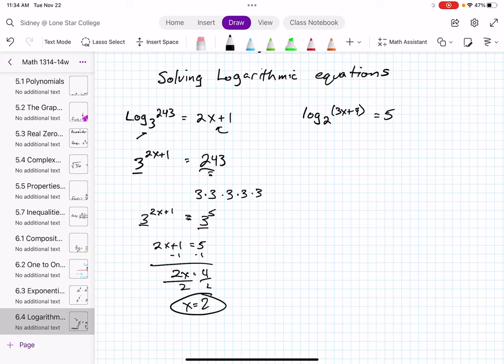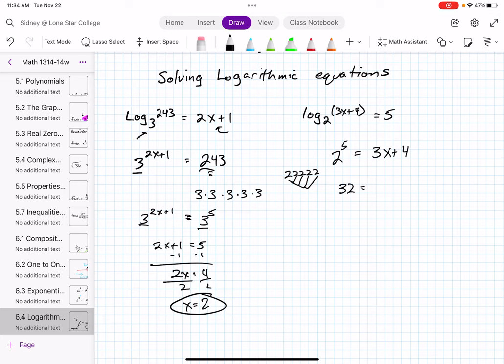Next problem, we're going to set this up in a similar fashion. I'm going to write its exponential form. So my base is 2, my exponent is 5. 2 to the 5th power is equal to 3x plus 4. 2 to the 5th power, so that's 2 written down 5 times. So 2 times 2 is 4, times 2 is 8, times 2 is 16, times 2 is 32.